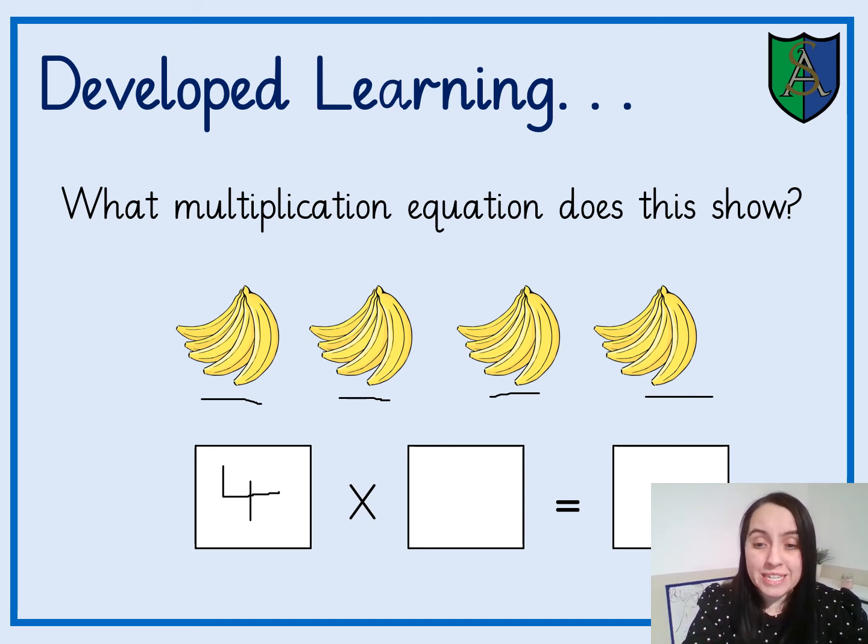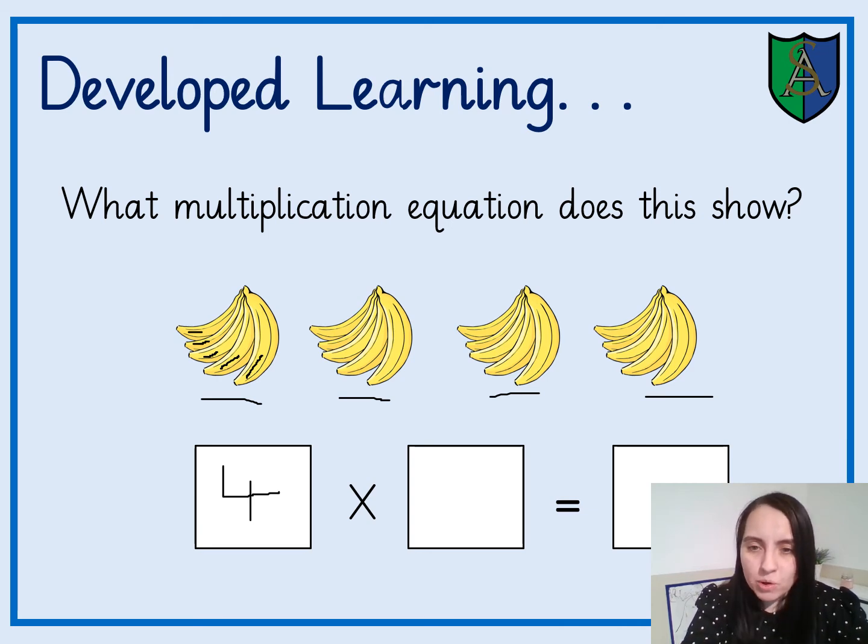Now, what do we need to do next? We need to know how many are in one group, don't we? Because this will help us with our multiplication equation. So how many bananas are there in one group? See if you can work that out independently now. Brilliant. Well done if you said 5, because look, there's 1 banana there, 2, 3, 4, 5. There's 5 bananas in that group. 1, 2, 3, 4, 5 in the next group. And if you wanted to check, there would be 5 bananas in each of the groups.